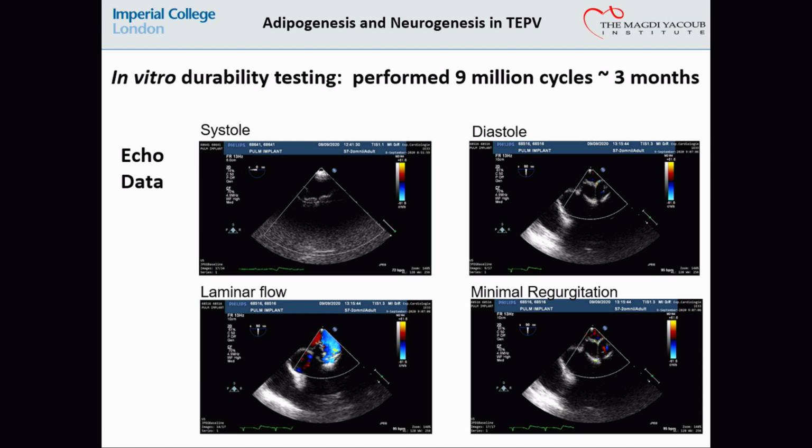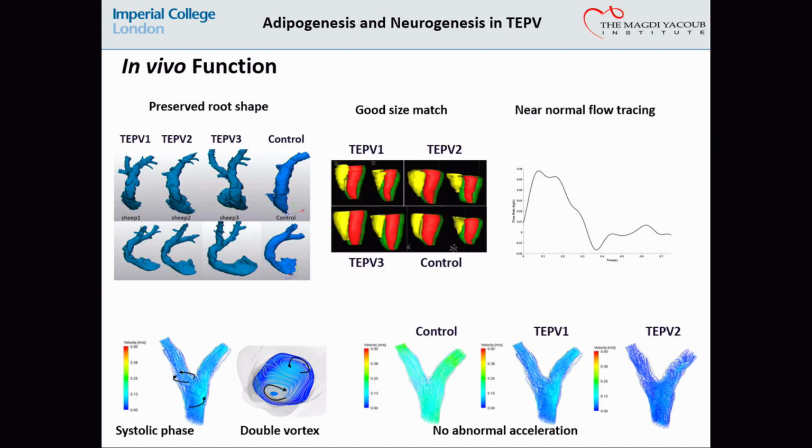The echo data shows good mobility of the leaflets in systole and diastole. We have laminar flow, and we have minimal regurgitation in our valve. This slide shows the in vivo function. So in our tissue-engineered valve, we have preserved root shape. You can still see the sinus shape here.